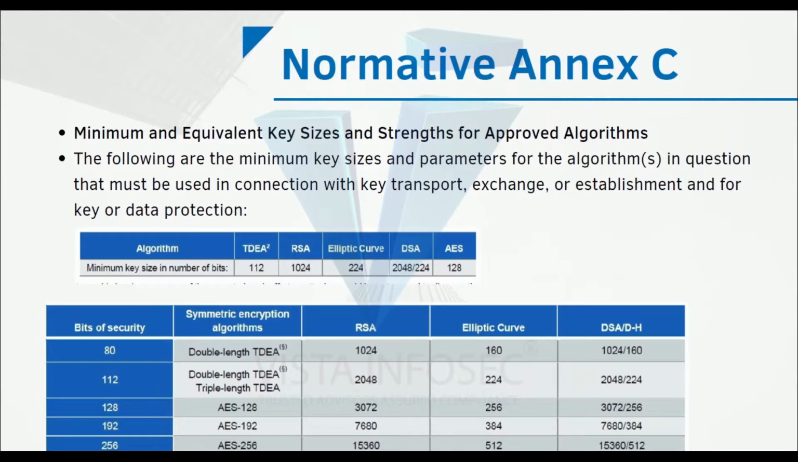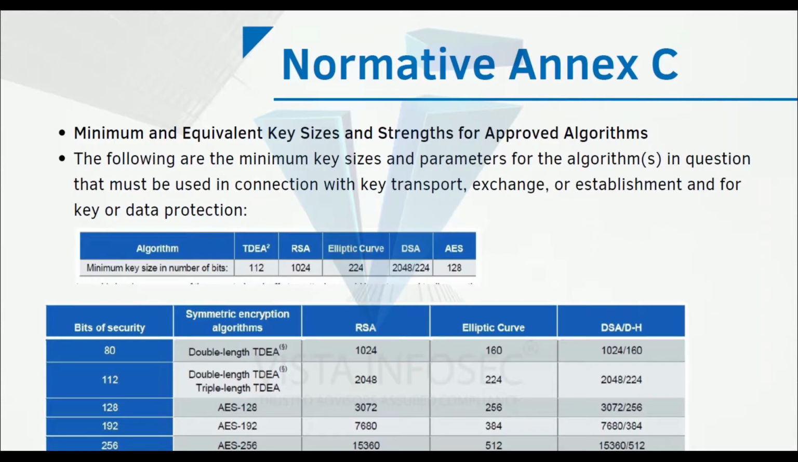And what happens, so this I've taken as a direct copy-paste from the standard itself. So you can use whichever standard you want for the encryption and decryption. Here, the minimum key size in number of bits: if you're using TDEA, it's 112, RSA 1024, elliptic curve 224, and DSA, and AES is only 128. So AES is something that is respected across the board, whether you are into PCI DSS or PA-DSS or PCI PIN. And here also you can see the bits of security required for the encryption. If the standard says 80 bits of security required, then if you're using TDEA RSA, you'll need 1084.